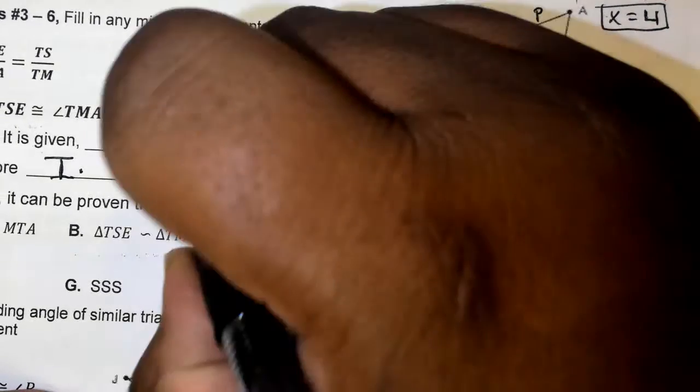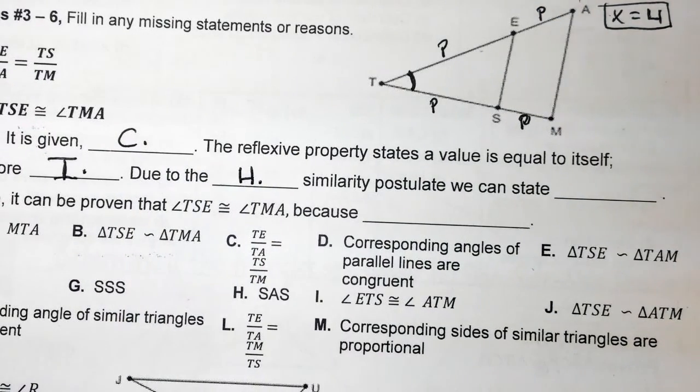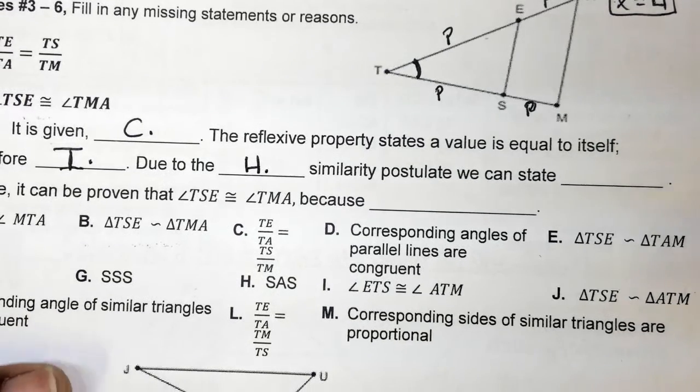Which letter? H. Thank you. Side angle side similarity. Thank you for those who've been paying attention. Then from there, since it's side angle side similarity, we can state that these triangles are similar.